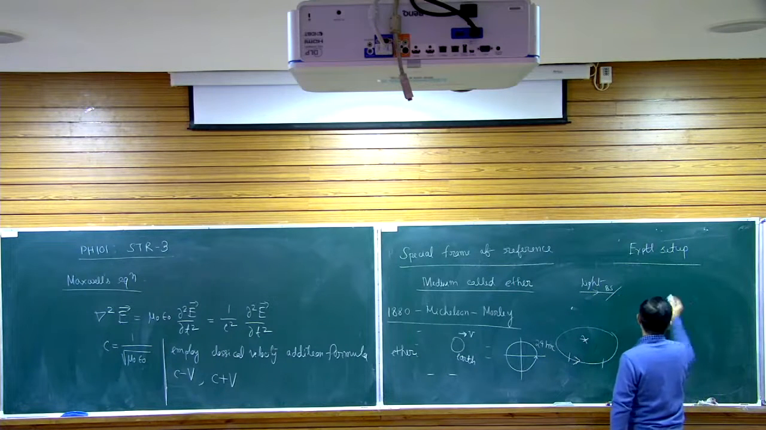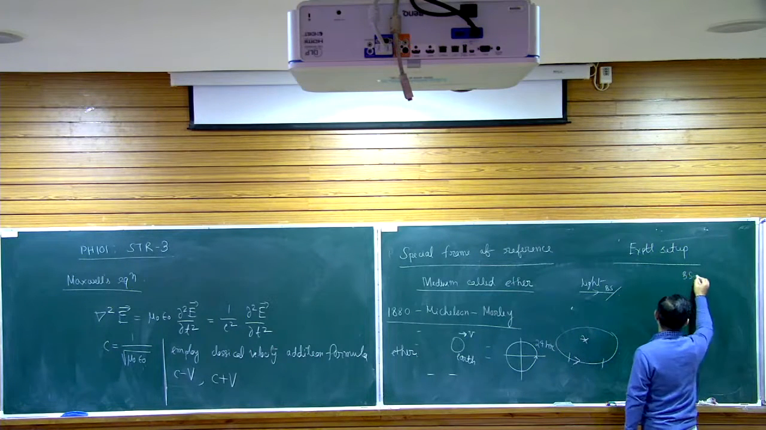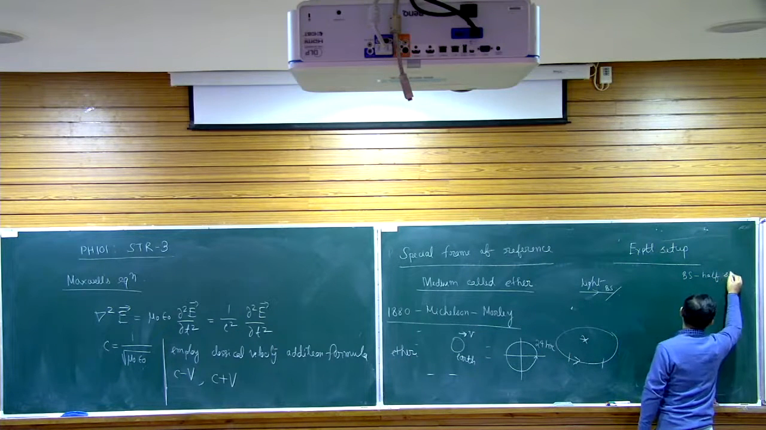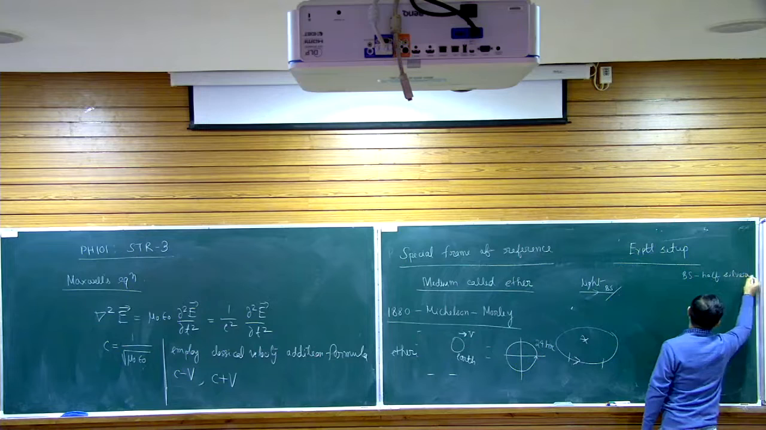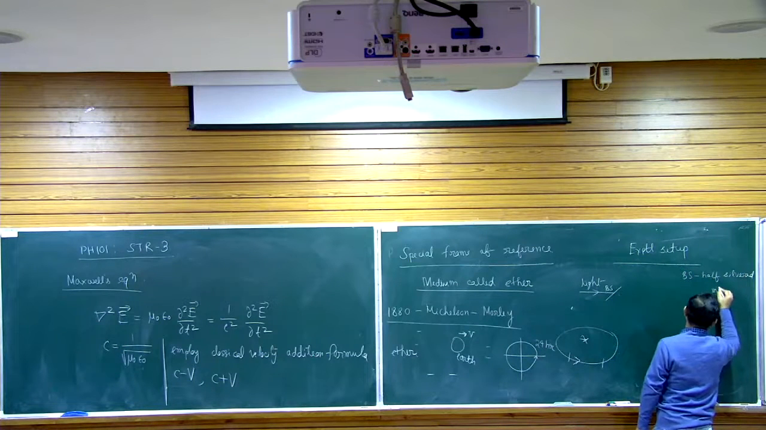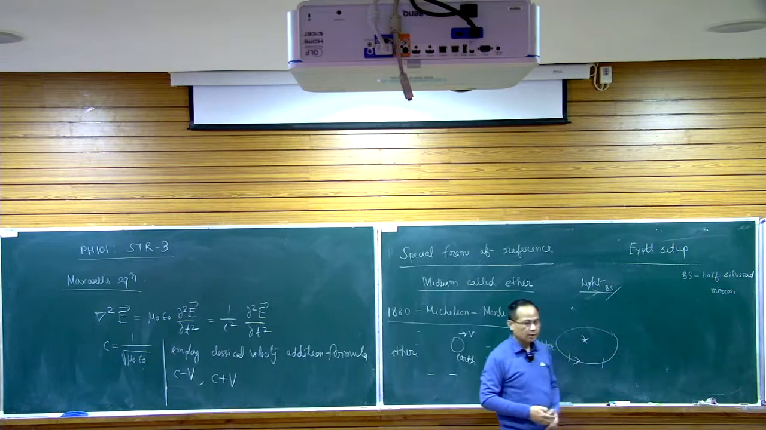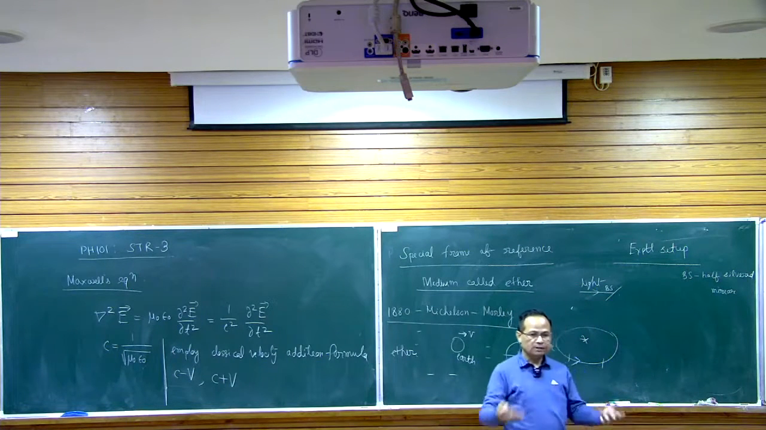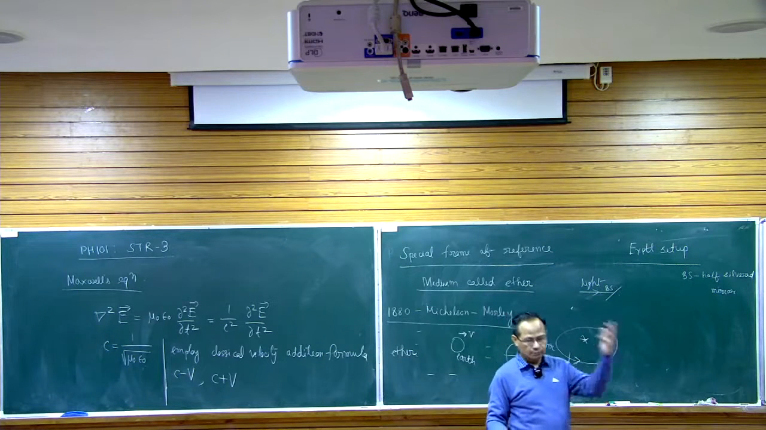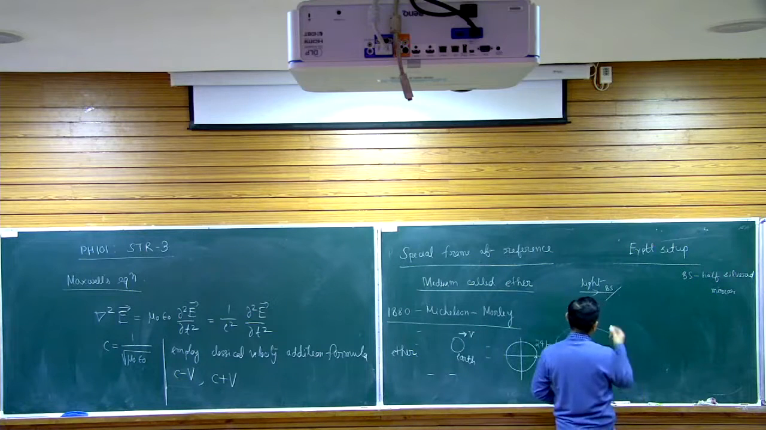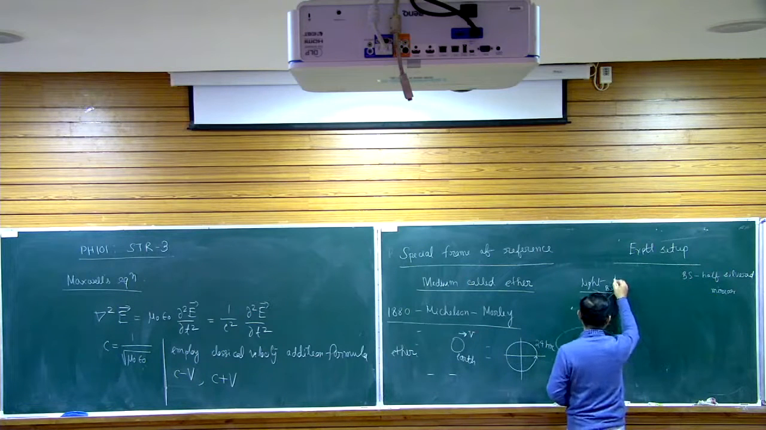This BS or beam splitter is in fact a half silvered mirror. So what does this half silvered mirror do actually? It transmits 50% of the light and it reflects 50% of the light. So 50% of the light will get reflected and 50% of the light will get transmitted.